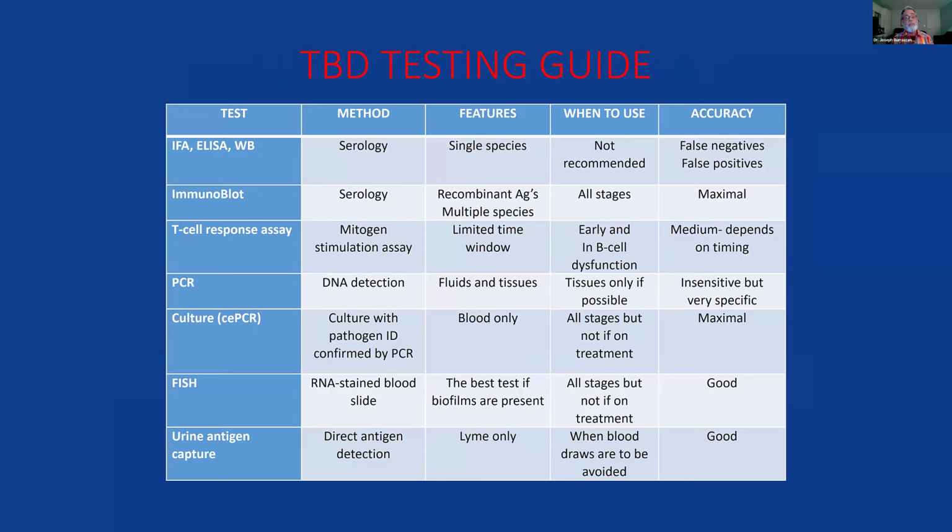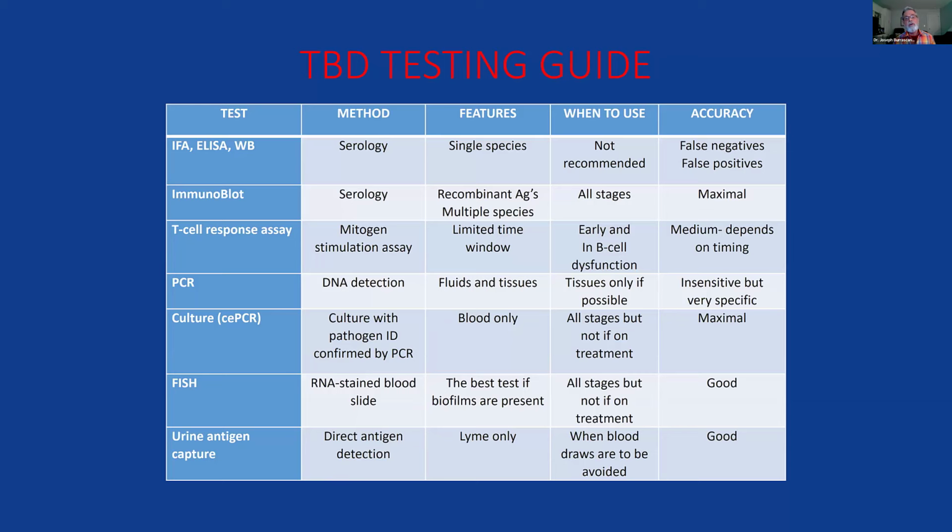They unfortunately do one species at a time. They're no longer recommended, false negatives, false positives. Been replaced with immunoblot for all the reasons I mentioned. The T-cell response assay turns out to be the most sensitive early in the infection in the first month, and again very late in the infection if the B-cell function has decreased from being so sick. So during its time window, early and late, it's actually a pretty good test. It's not the kind of thing you do routinely for the average Lyme patient, if there is such a thing.